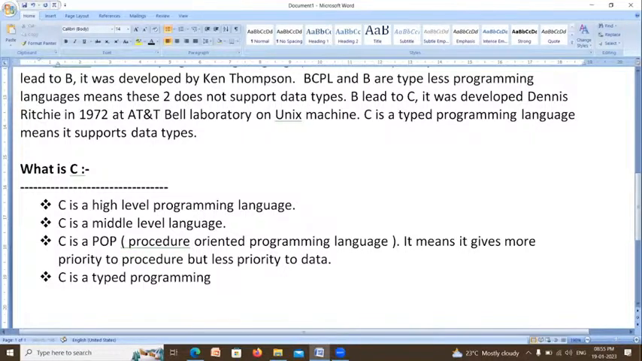Typed programming language. What is the meaning of this one? C is a case sensitive programming language.